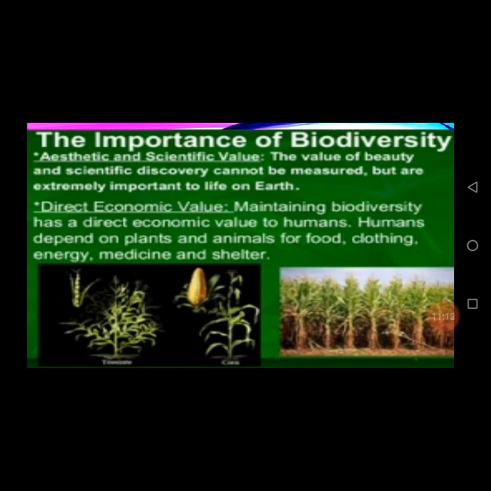Now, the first is that it serves as a means of aesthetic and scientific value. The value of beauty and scientific discovery cannot be measured, but is extremely important to life on Earth. Aesthetic simply means ornamentation. Plants and animals serve as an ornament or a beautification to any part of the environment you find them.